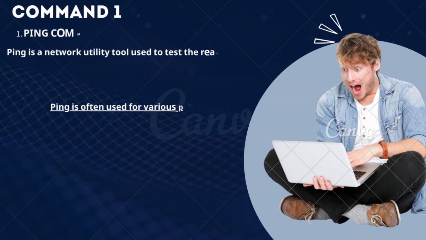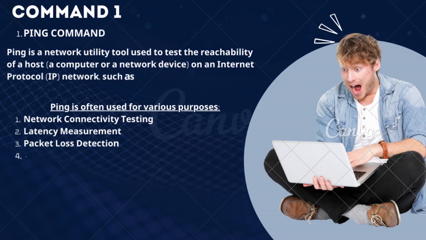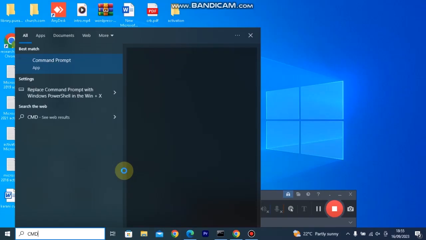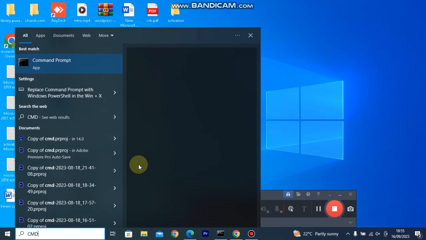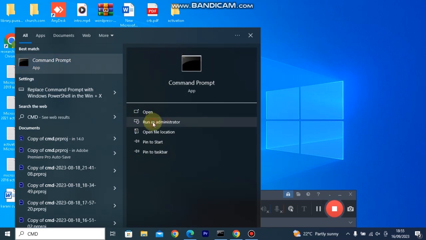Command 1. Ping. Ping is a network utility tool used to test the reachability of a host, a computer or a network device, on an Internet Protocol (IP) network, such as the Internet or a local area network (LAN).